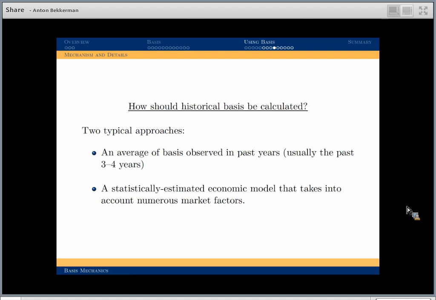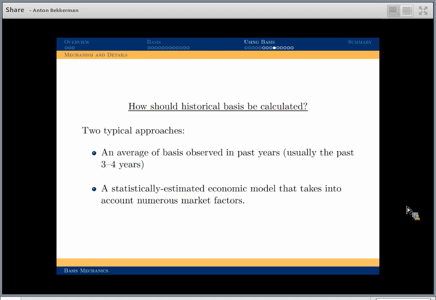A second approach, and this is actually what a lot of my research focuses on, is using statistical economic models that estimate bases. These models take into account lots and lots of market forces that could influence bases. Just to give you an example, my line of research focuses on wheat, so I know more about wheat bases than cattle bases, but I'll show you in a second some of the research that I was able to pull up for cattle.